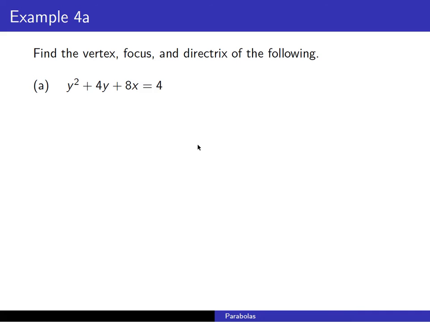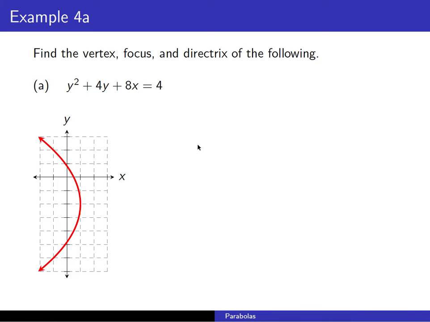So example 4a, we're going to find the vertex, focus, and directrix for the following graphs. We have y squared plus 4y plus 8x equals 4. If we graph that, here's what it's going to look like. It's going to open to the left, and it would appear as if our vertex is at (1, -2). We can use technology for that. We can also use some algebraic techniques as well.